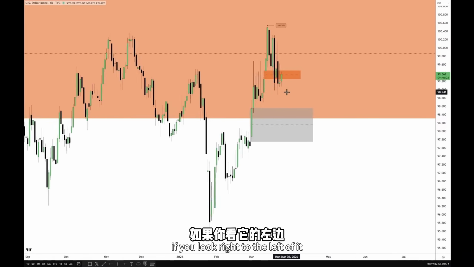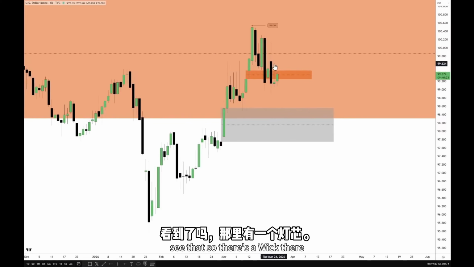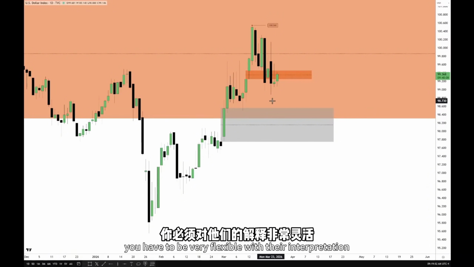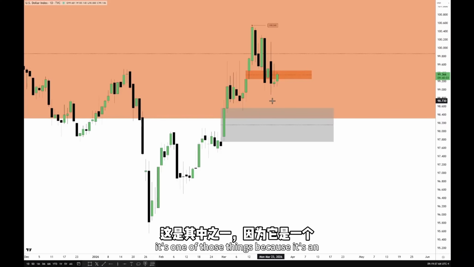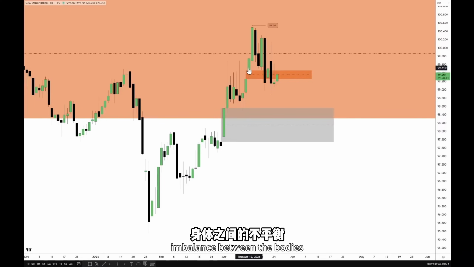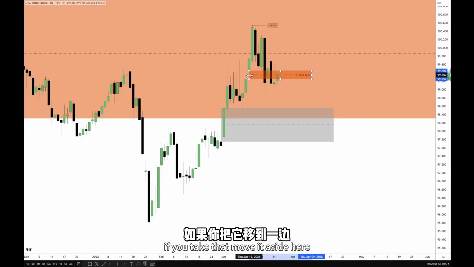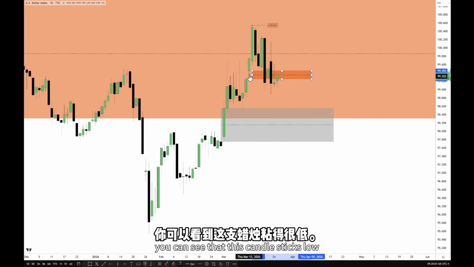If you look right to the left of it, what do we have there? See that? So there's a wick there. So this kind of takes precedence over the volume imbalances. Out of all my PD arrays, they are the ones that get used a lot. You have to be very flexible with their interpretation. It's one of those things because it's an imbalance between the bodies, even though the wicks are actually bridging the gap between the two.